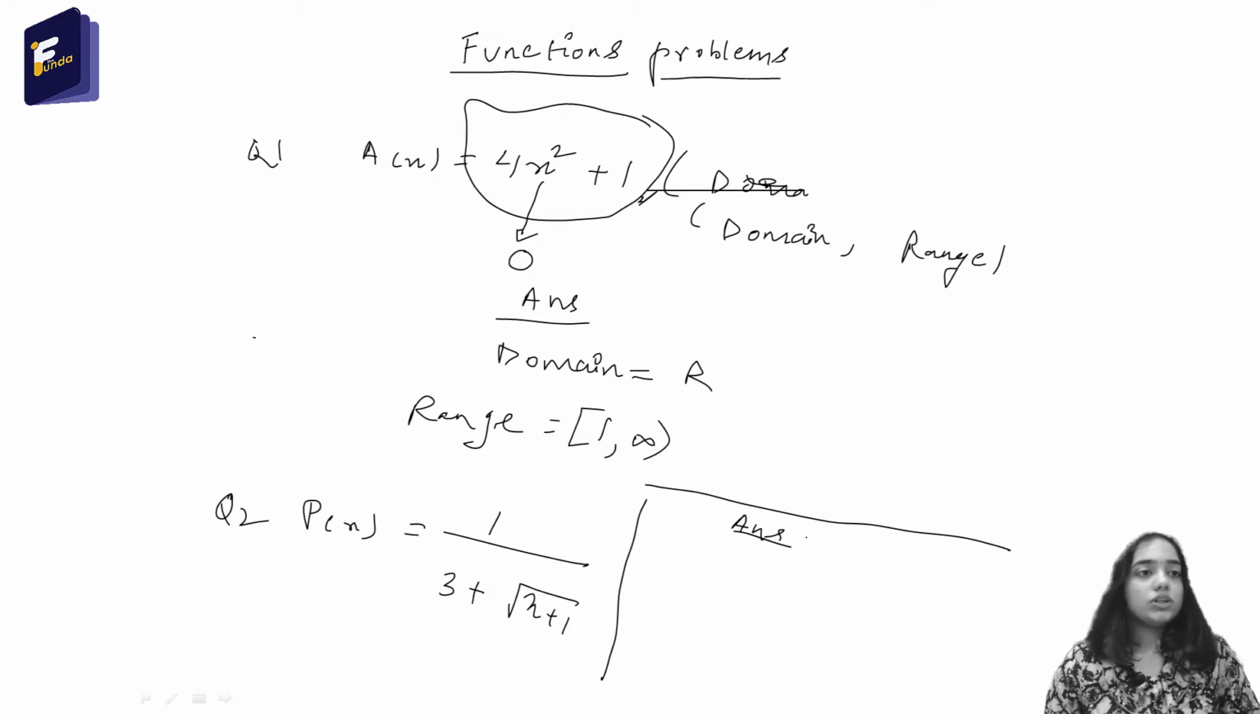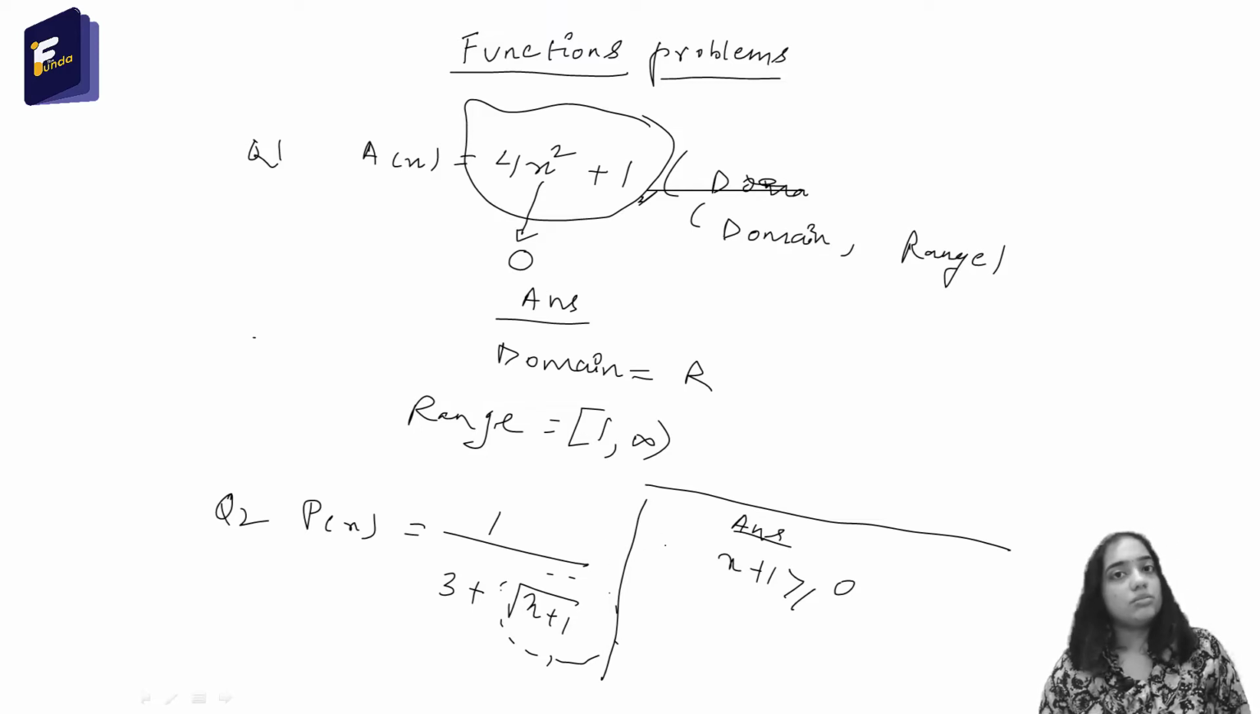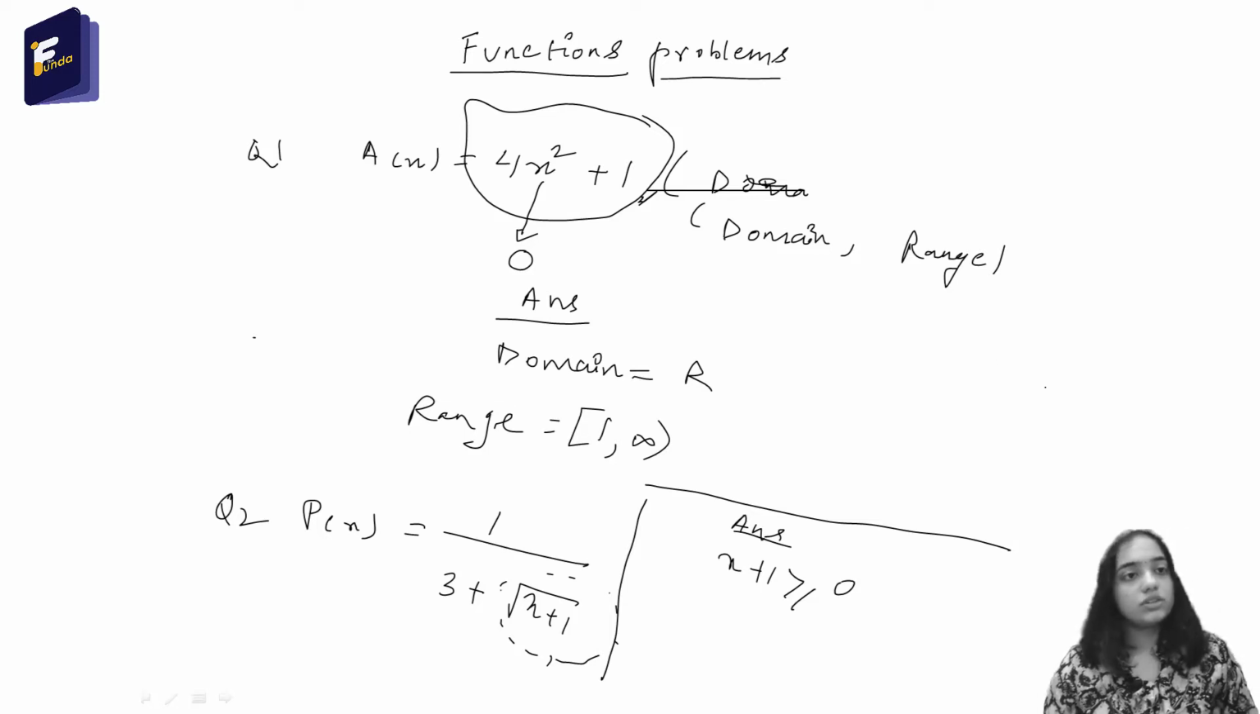Okay, so the answer to this question is, first we will find the domain. For the domain, the part in the square root should be greater than or equal to 0. So x plus 1 should be greater than or equal to 0. It can also be equal to 0 because there is a 3. If this whole square root becomes 0, the denominator will not become 0. It will become 3. So this can be 0.